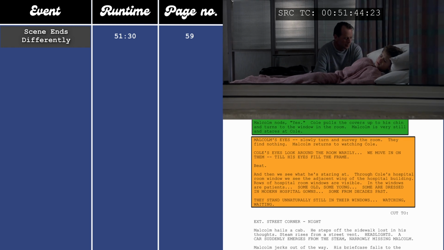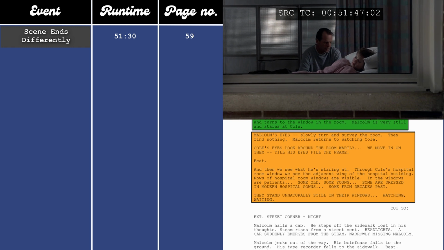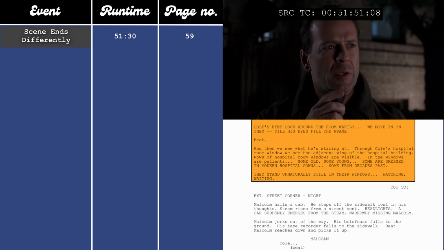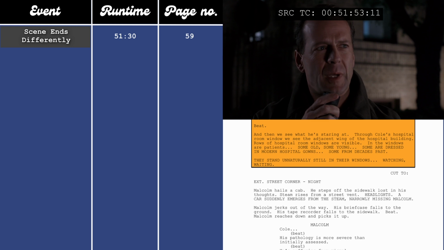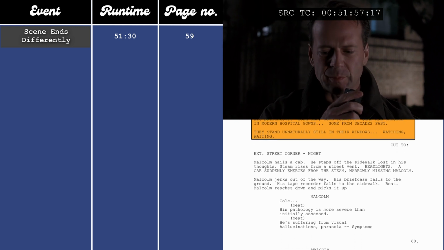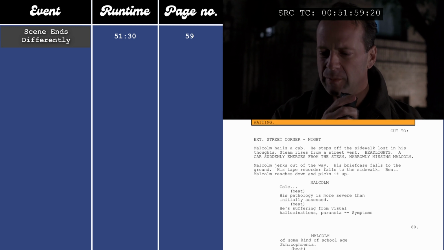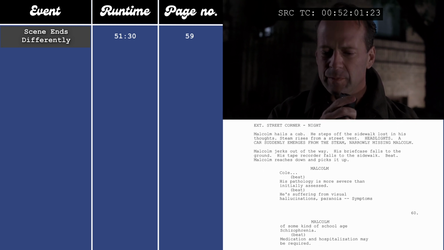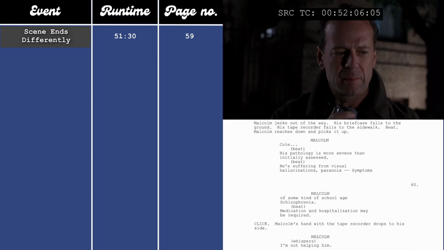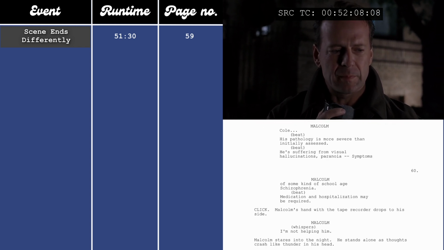Cole, his pathology is more severe than initially assessed. If I was to hazard a guess on why they removed the end of that scene, it would be because it's purely there for shock value. This is something I'm going to address later on, but the ghosts are supposed to be there because they need help. This is the first time we see the ghosts in the film, and it doesn't really serve any purpose, whereas when you actually do see a ghost for the first time, it's quite terrifying.